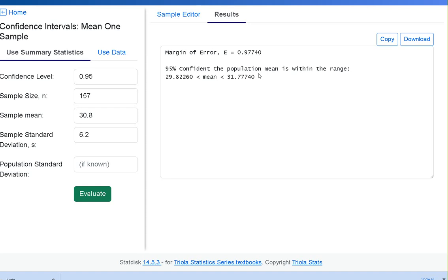So our 95% confidence interval is 29.8226 is less than something, is less than 31.7774.